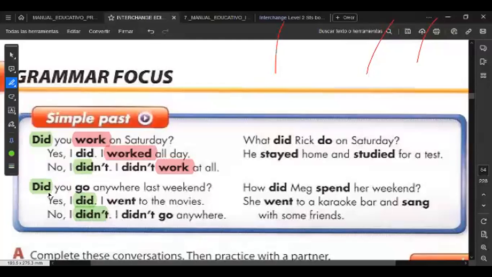Porque lleva el auxiliar. For the auxiliary did, go is in base form, right? Is in like in present. La respuesta corta: yes, I did; no, I didn't. En este caso, que la pregunta empieza con did, podemos utilizar las respuestas cortas, ¿verdad?